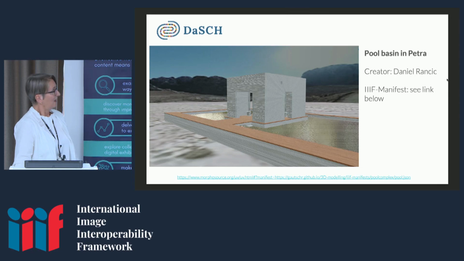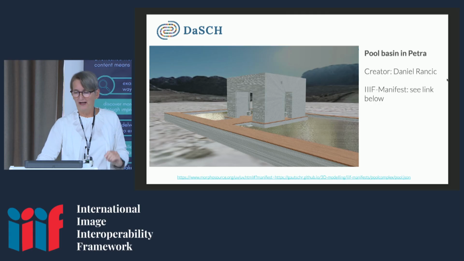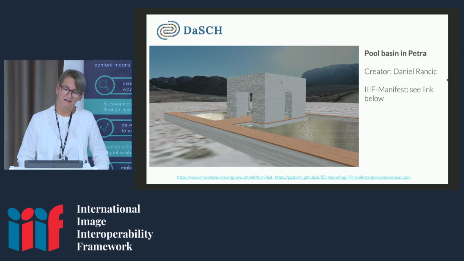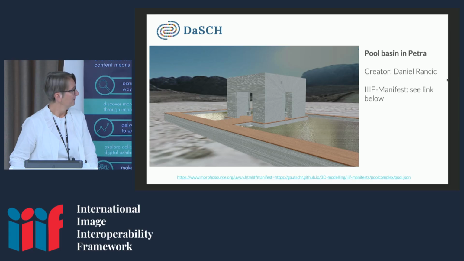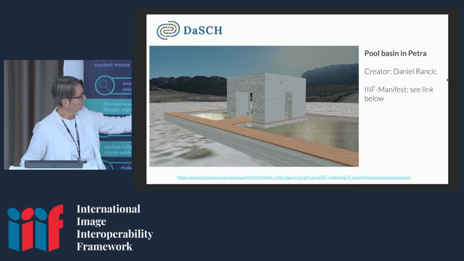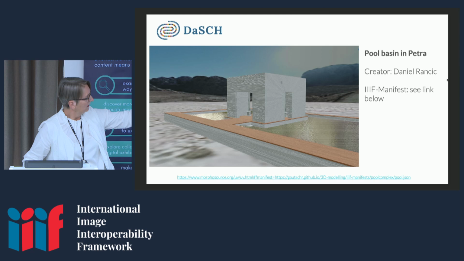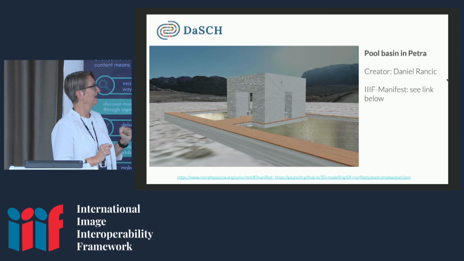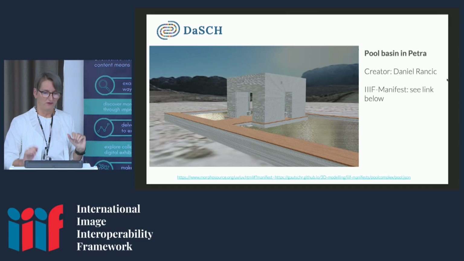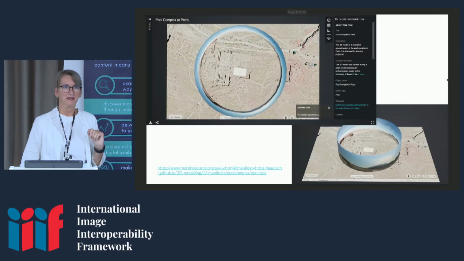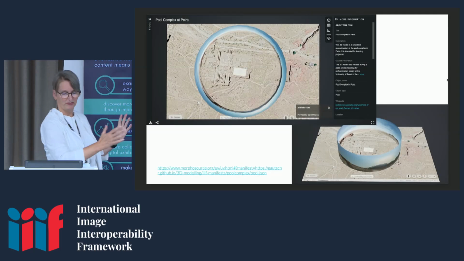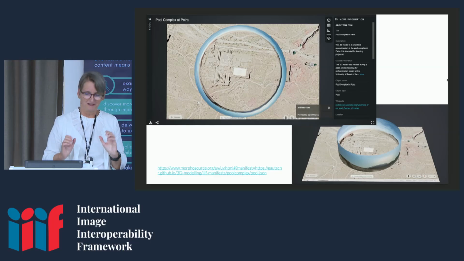This is our second problem model. It was too large at the beginning. It's a pool basin in Petra. And the student really tried to model the water and the reflection, and he also put the panorama around. You can see it here. So he put everything on a map. This we could make smaller easily.